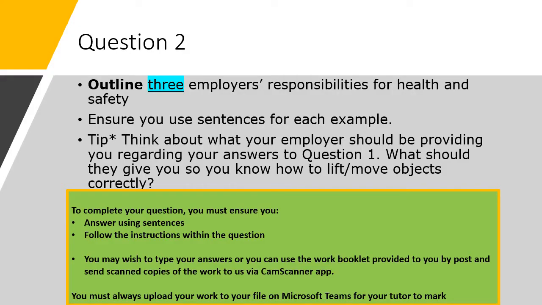So question number 2 is asking you to outline 3 employers' responsibilities for health and safety. Ensure you use sentences for each of your examples and also think about what your employer should be providing you regarding the answers in question number 1. So what should they give you so you know how to lift and move objects correctly. So as I said before, have a look on the government website also, looking at the health and safety regulations to support the answer for question number 2.